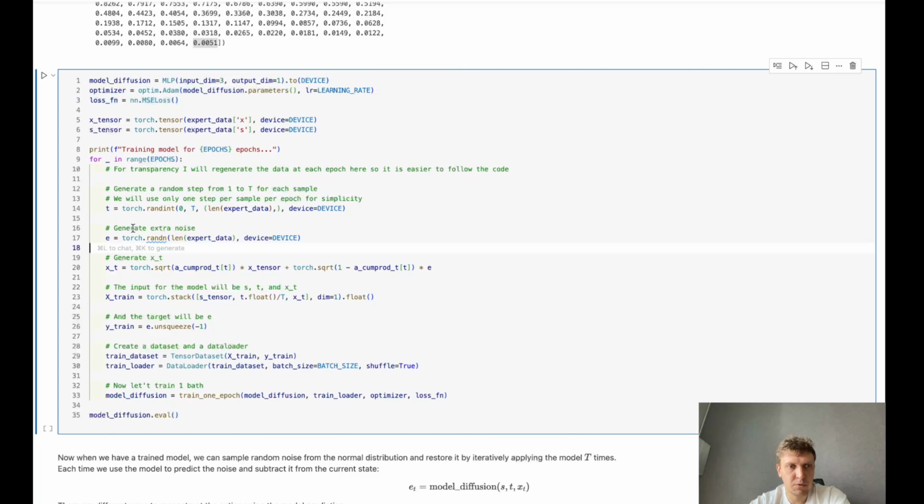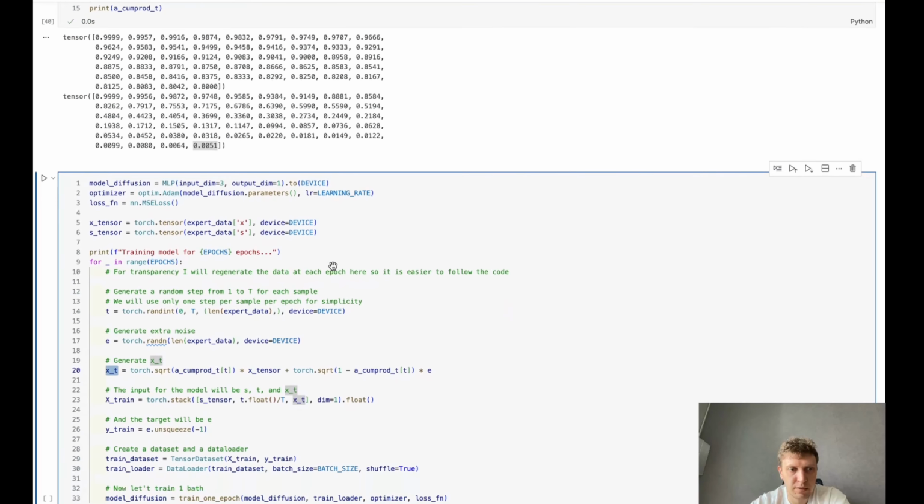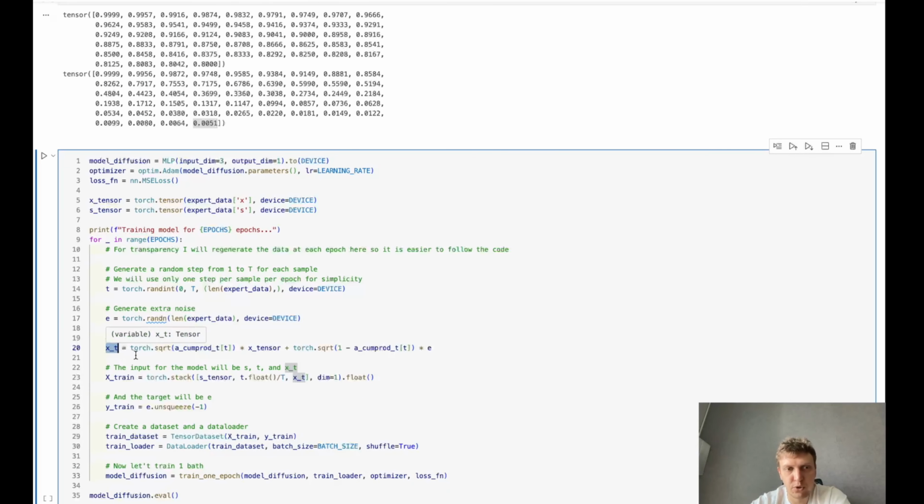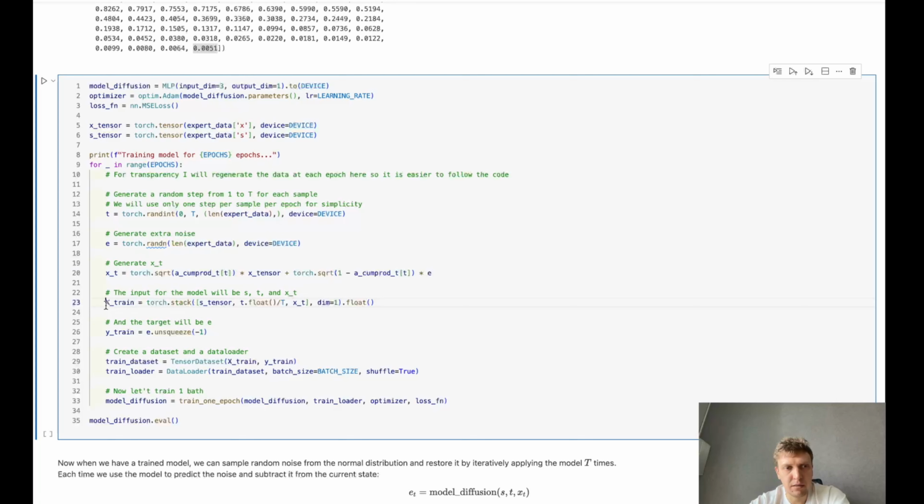And then what I'm doing during training, I generate a random step for each sample in my data. I generate random noise for each sample in my training data. Then using this formula that I described here, I compute, for each sample, the noisy version of this signal after the random step t that I just generated. And then as an input for the model, I use the original state of the robot as before. Then I send to the model the actual step, what is the noising step that we are at right now for the sample, and I send the noisy signal at this step. And the target of the model is the noise.